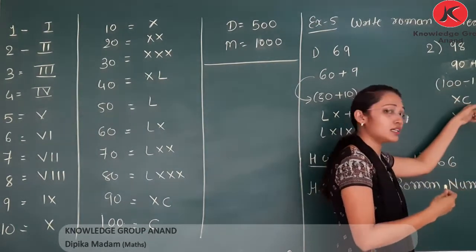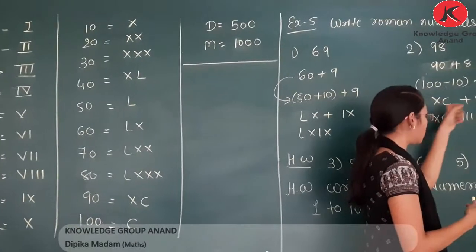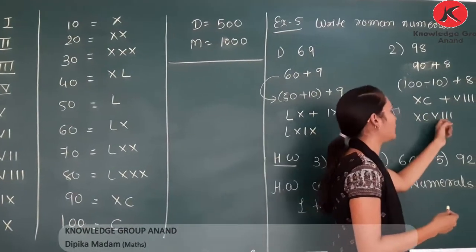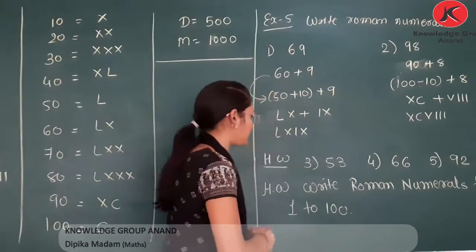That's why XC. 8 means VIII. So together it is XCVIII. This is the Roman numeral for 98.